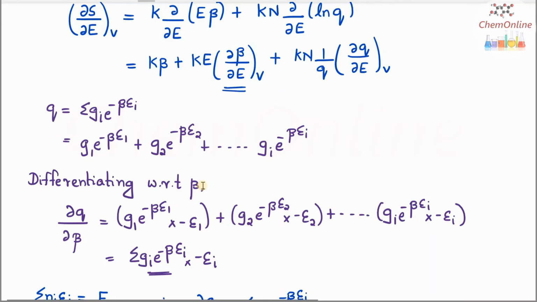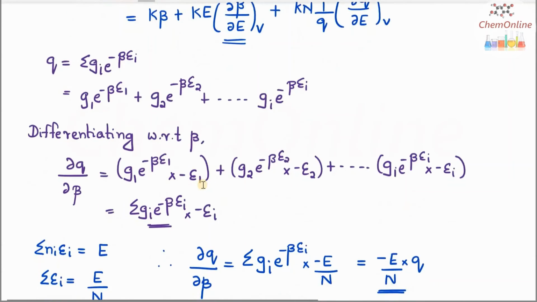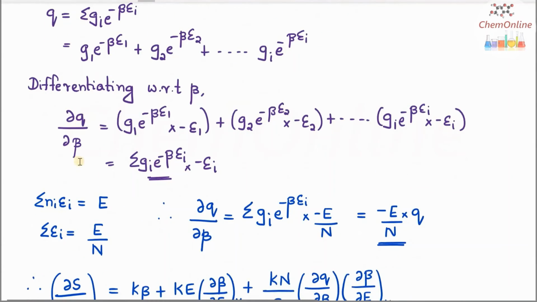Differentiating this with respect to beta, we will get ∂Q/∂β = g1 e^(-βε1) × (-ε1) + g2 e^(-βε2) × (-ε2) + etc. So we can write ∂Q/∂β = Σ gi e^(-βεi) × (-εi).